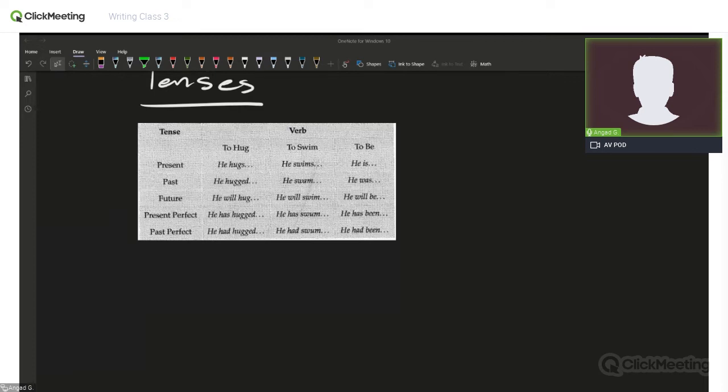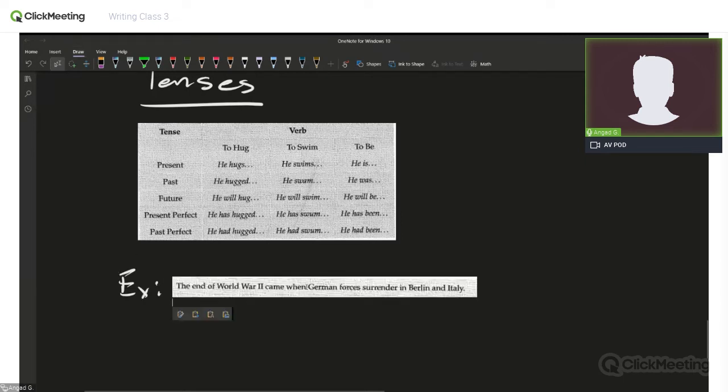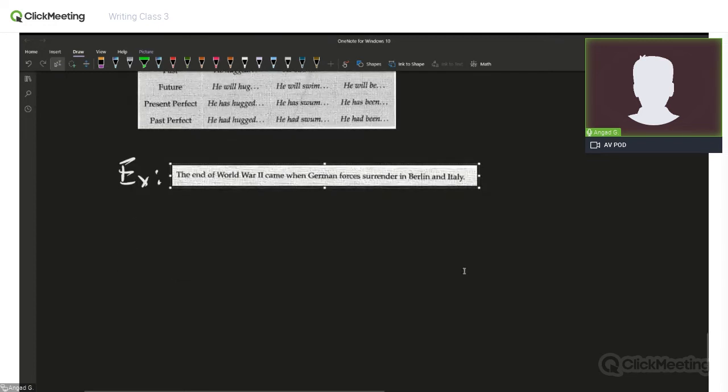So let's say we have the end of World War II came when German forces surrender in Berlin and Italy. The problem with this sentence is that this is present, forces surrender. But the end of World War II, when did that happen? This is in history. So it has to be a past tense here. So this has to be surrendered. All right. You guys get that?